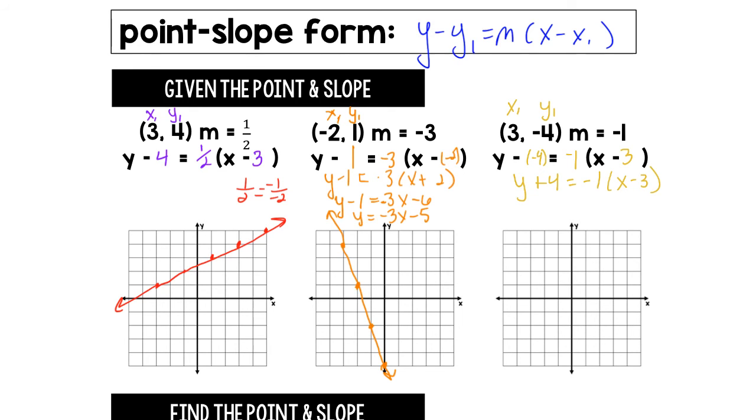So our original point is 3, -4. So 3 right, 4 down. And the slope's -1. So down 1, right 1, or up 1, left 1. Let's attach these together. Oh, that line's awful. I'm so sorry. And that's it.